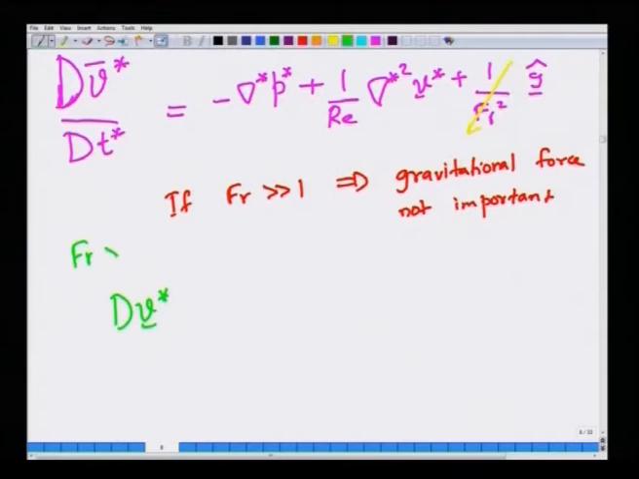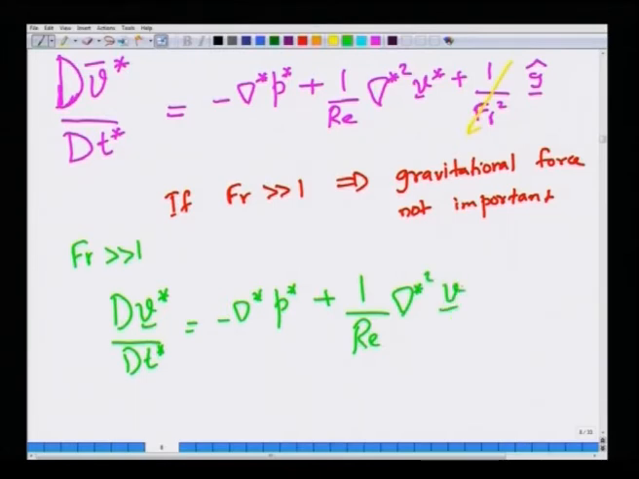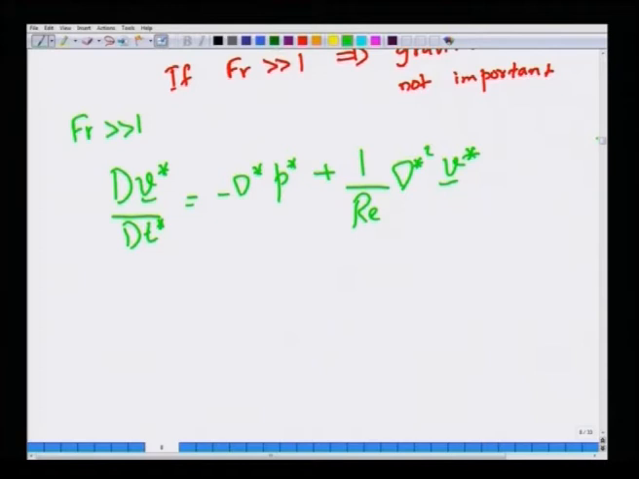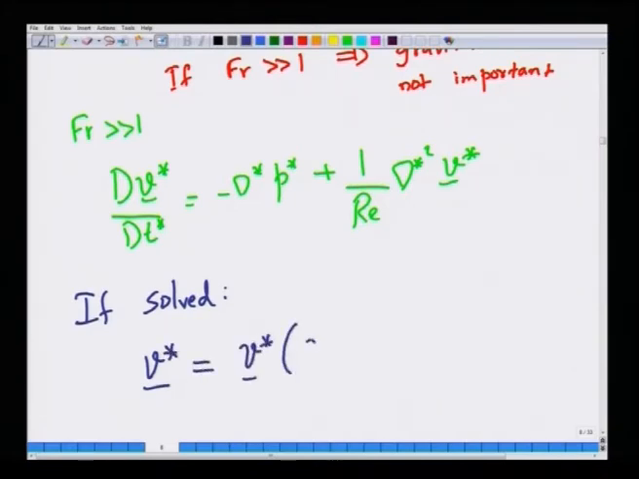For Froude large compared to 1, it is minus del star p star plus 1 over Reynolds times del star squared V star. So, if you solve this, then the non-dimensional velocity field will be a function only of the non-dimensional position, the non-dimensional time and the Reynolds number. There is no other parameter in this equation, because everything is non-dimensionalized.